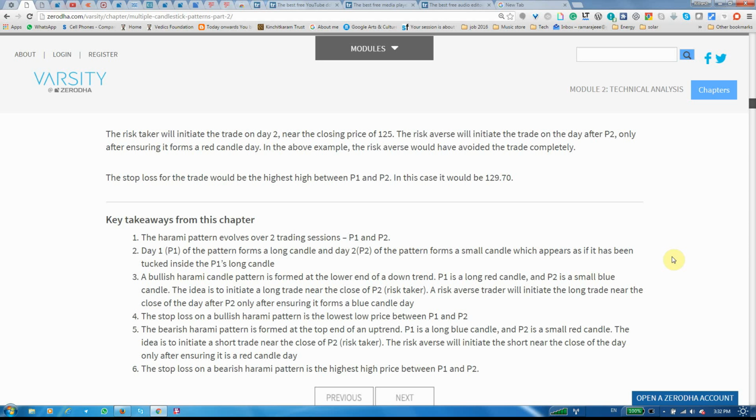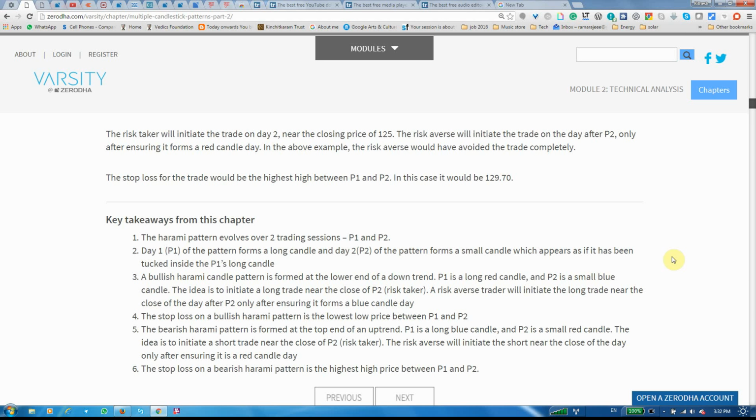Key takeaways from this chapter. The Harami pattern evolves over 2 trading sessions, P1 and P2. On Day 1, P1, the pattern forms a long candle, and on Day 2, P2, it forms a small candle, which appears as if it has been tucked inside the P1 long candle. A bullish Harami candle pattern is formed at the lower end of a downtrend. P1 is a long red candle, and P2 is a small blue candle.